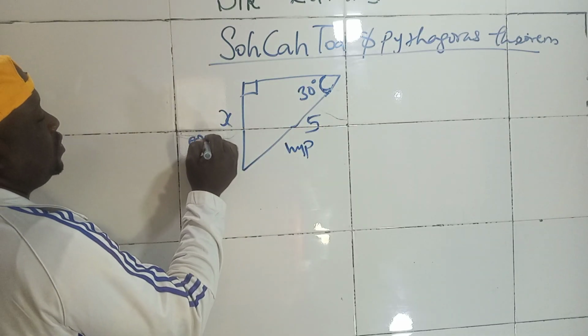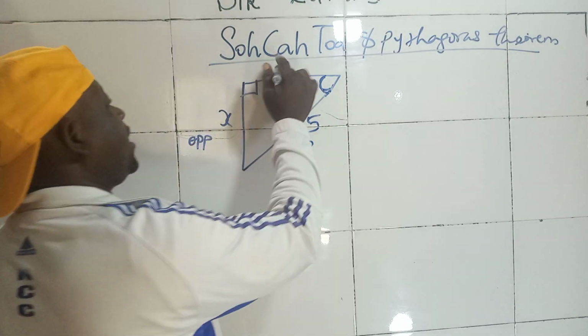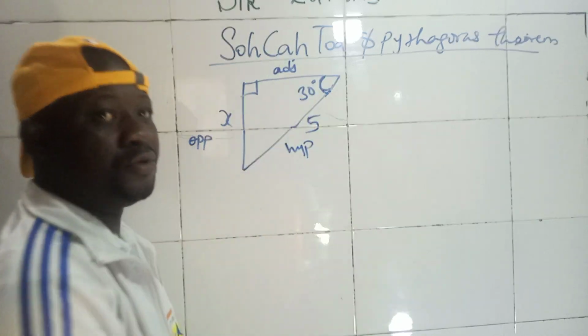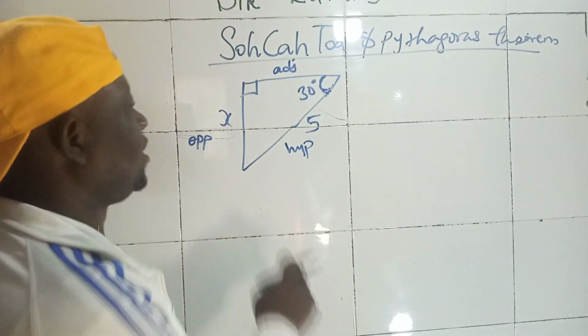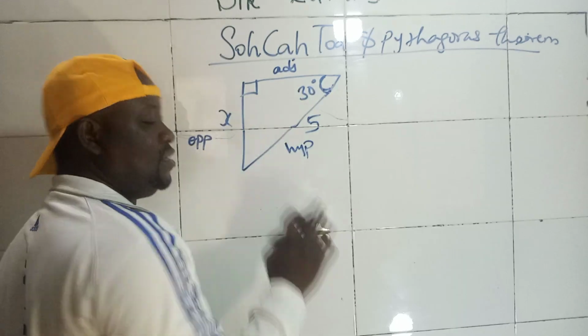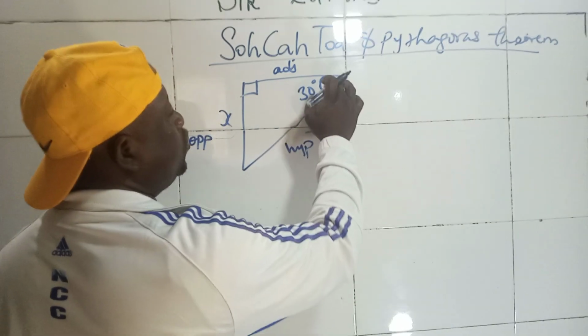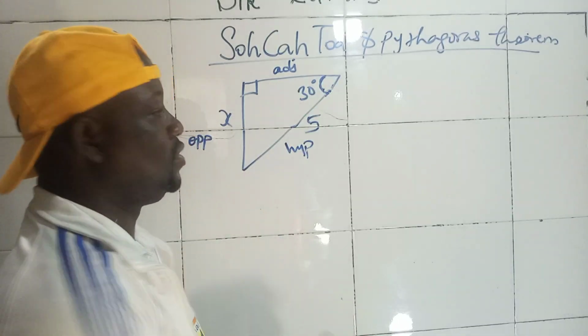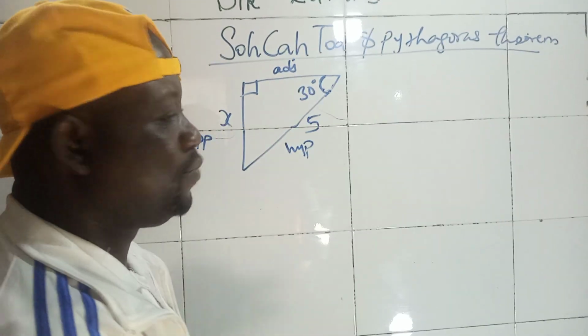So this is now the opposite. So the third side is the adjacent. You don't need to cram, just follow the principle. The principle there is that wherever this box is facing is the hypotenuse. Wherever angle theta is facing is the opposite. Then the third side will be the adjacent. It's simple and straightforward.